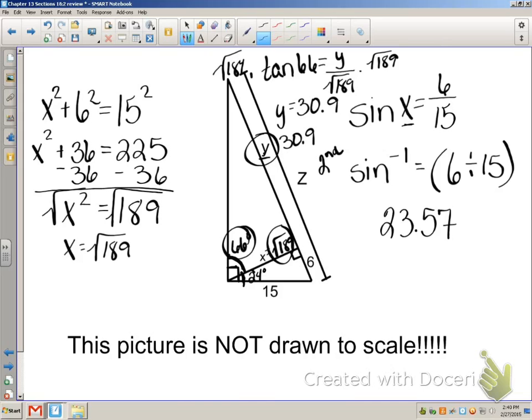So my answer would be 30.9 for y, which now allows me to solve for z. Z is comprised of y and the 6 out here. So if I add the two together, 30.9 plus 6, I get 36.9 for z, 30.9 for y, and the square root of 189 for x, which is about 13.7.